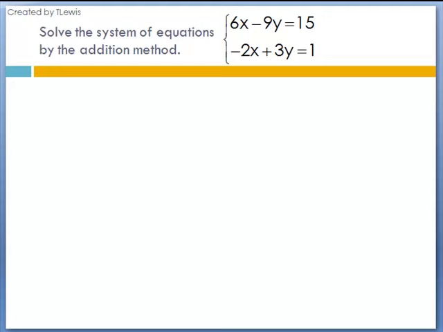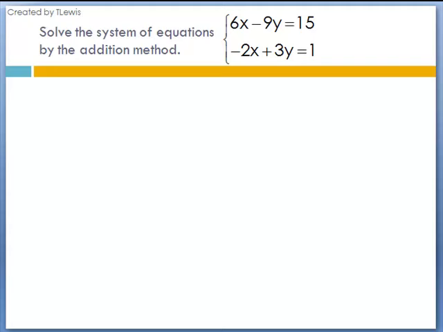Solve the system of equations by using the addition method. So we have here the following equations. 6x minus 9y equals 15. And then we have the next equation. Negative 2x plus 3y is equal to 1.